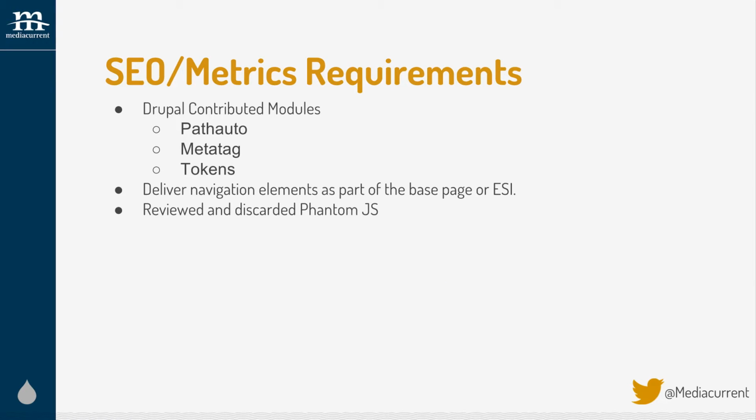For the actual meta tag and SEO experience, we also used Path Auto and tokens, so that they have a lot of meta tag data across a lot of different articles, and by using tokens we're able to automate that process, but also give them the ability to override on individual items.